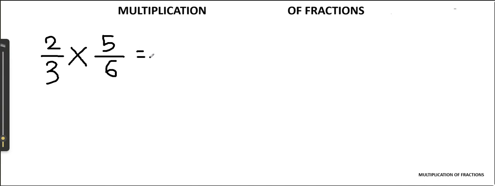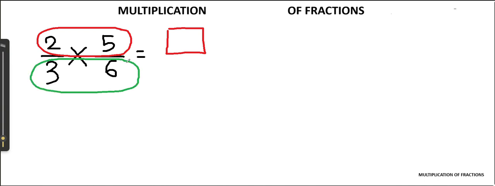Well, I have a fraction 2/3. I'm going to multiply that with another fraction, which is 5/6. Now the multiplication is really easy. What do we have to do? We have to multiply both the numerators. That is going to be the answer for the numerator. We are going to multiply both the denominators, and that is going to be the answer for the denominator.